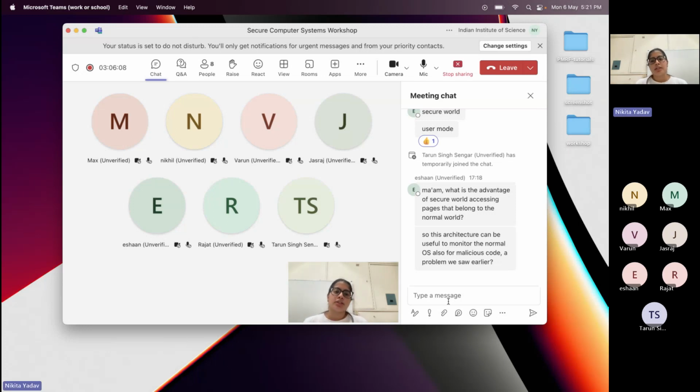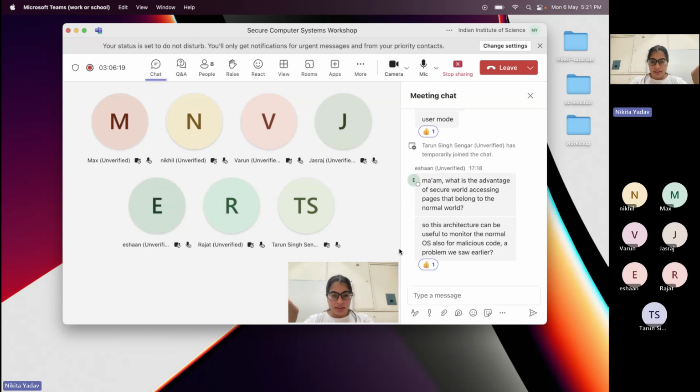Yes, so this architecture can be useful to monitor the normal OS for malicious code as well. That's absolutely right. When we were discussing that you have booted up securely, but afterwards the OS is changed, then how can it be detected? Here the secure world can do that attestation. Now the secure world can do the runtime attestation.